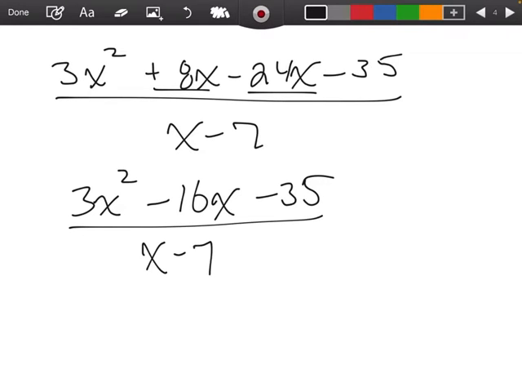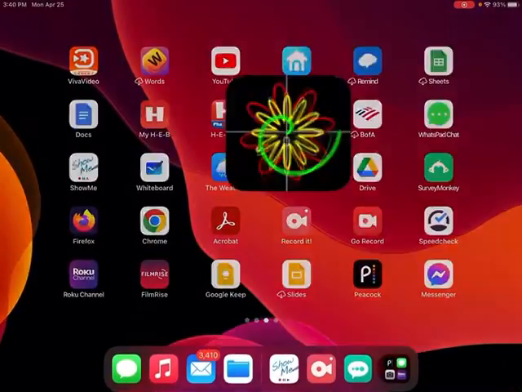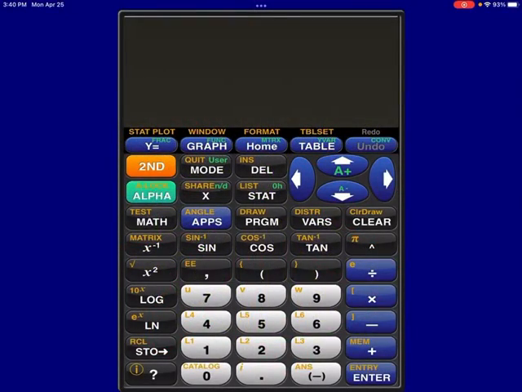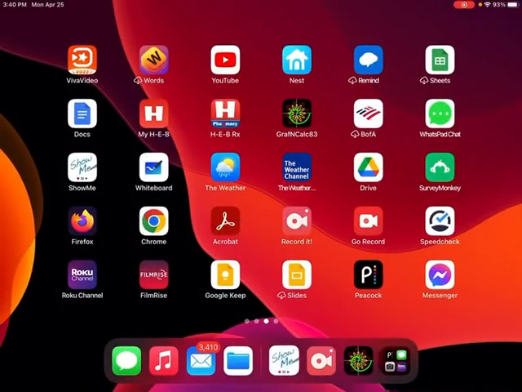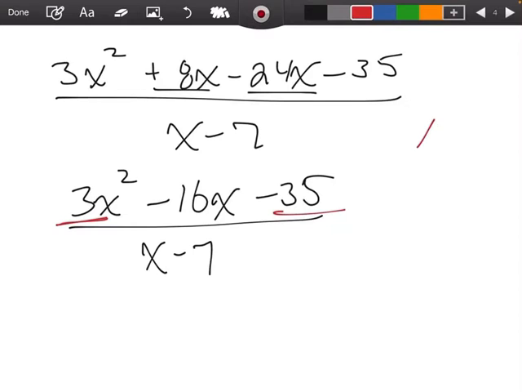What I'd like to do now, y'all, is see if I can factor the top part. In order for me to factor the top part, I need to multiply the first number times the last number. So let me see what 3 times 35 is. That's 105. I'm trying to see if I have any numbers that multiply to 105 but add up to 16.